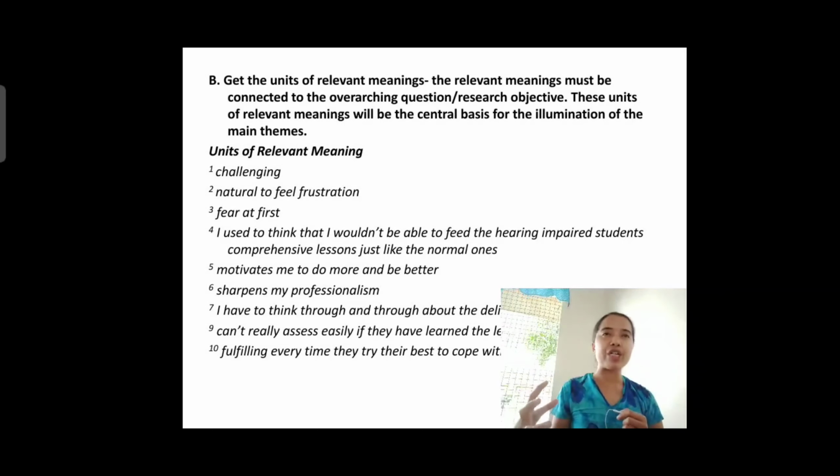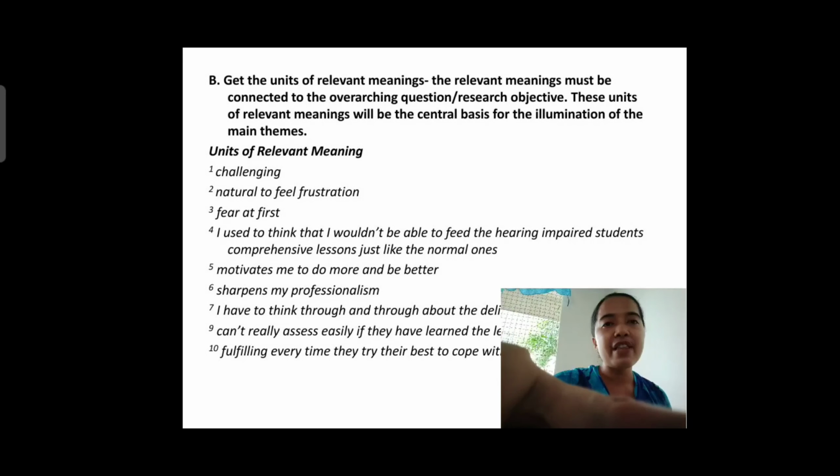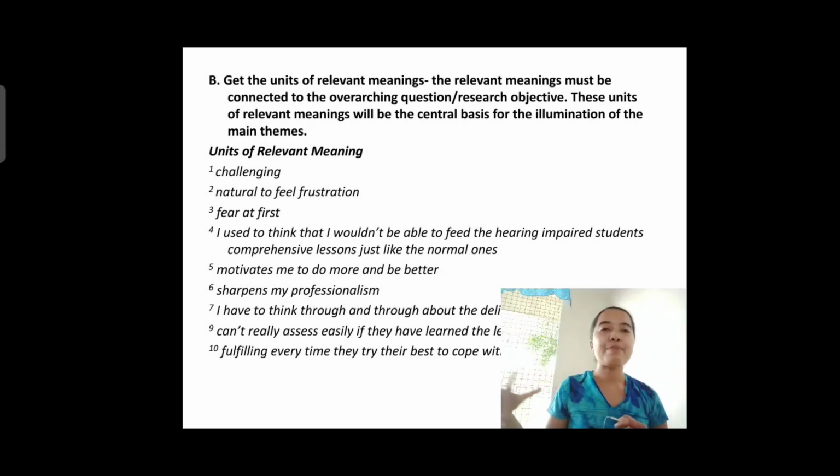Because with qualitative research, we have to form themes based on the stories and experiences of the conversation partners. So these are the units of relevant meaning. These are coming from the responses of our 6 conversation partners. The experience that they had with the inclusive senior high school classroom was challenging, natural to feel frustration, they feel fear. So these are responses that have meaning, and these are responses that are related to our overarching question, which was primarily to seek the experiences of our English teachers and the students with hearing impairment.